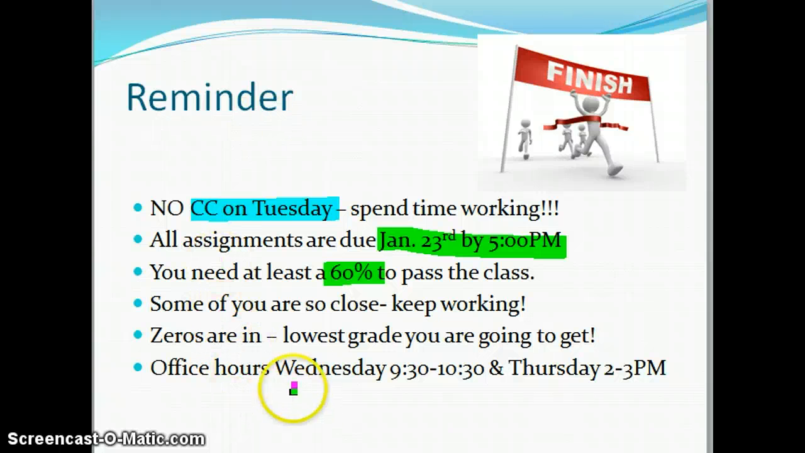I want you all to pass. Some of you are so close. You're at like a 57%. Put a little bit of effort in, turn in 3 or 4 assignments this week, and you'll be good to go. Again, the more you turn in, the better grade you are going to get. The zeros are in. I have submitted all of the zeros for the entire semester now. So what you see right now is the lowest grade that you are going to get. That means you can only move upwards from here.